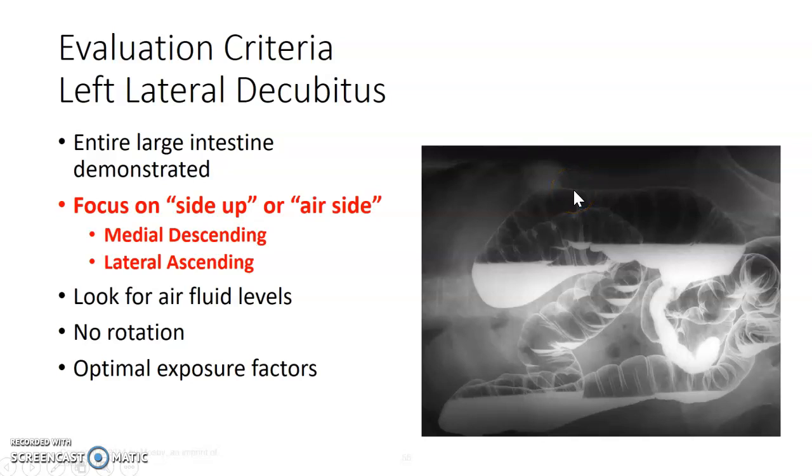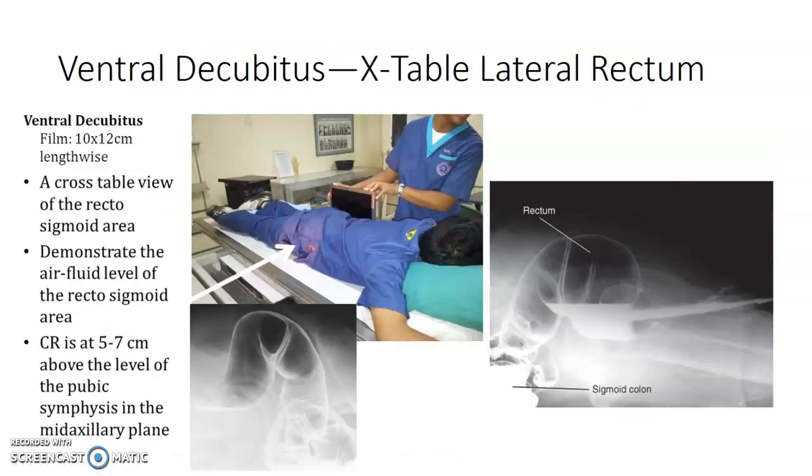How do I know if this is a right or left lateral decubitus? I know it's a decubitus, I'm seeing a straight line across. I know it's a decube, I've got an air fluid level. Horizontal beam, right? It's horizontal beam, no angle. Left flexure is higher. I know this is the side down because fluid drops. Okay, so this is the left lateral decubitus.